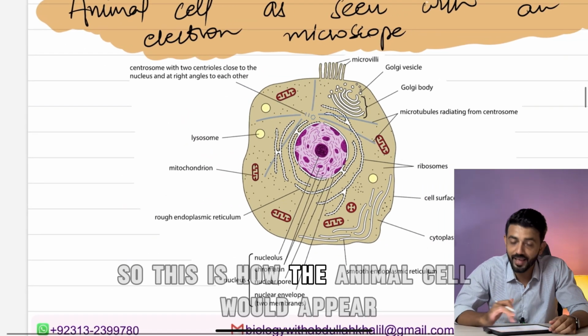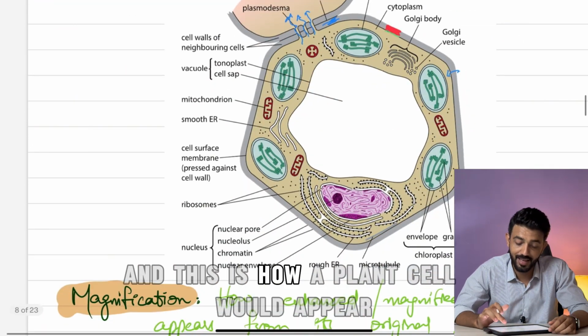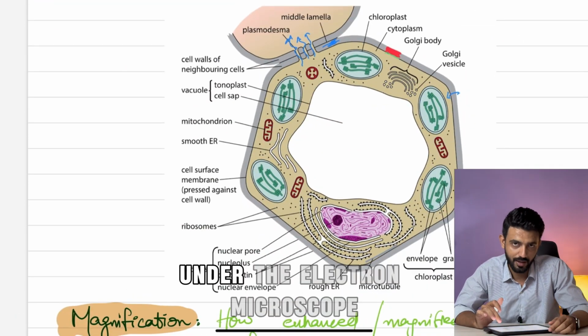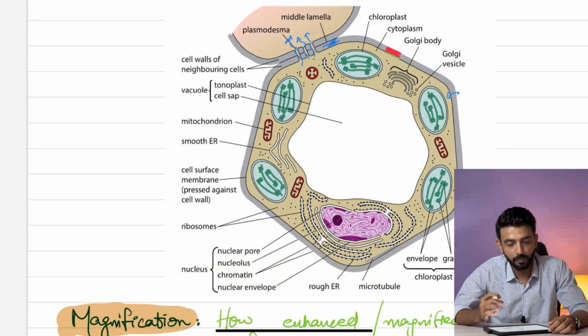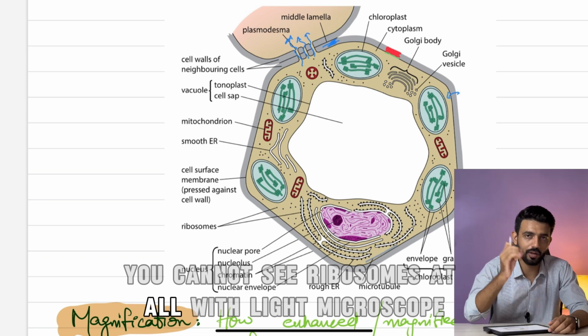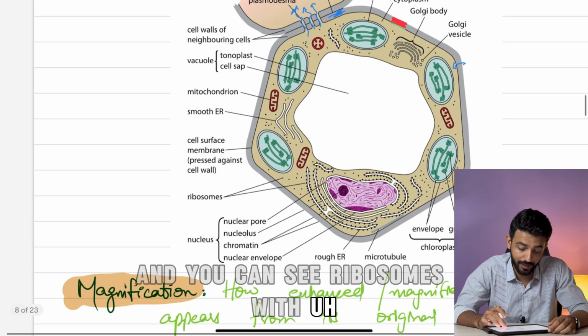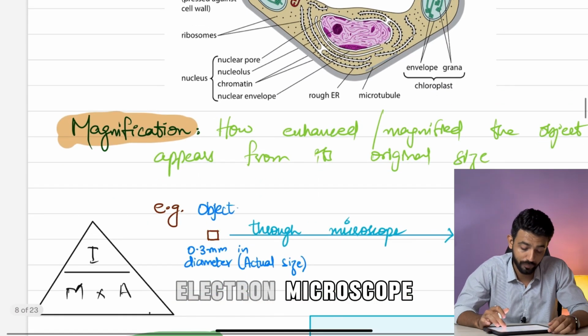So this is how the animal cell would appear under the electron microscope, and this is how a plant cell would appear under the electron microscope. The main difference is ribosomes. You cannot see ribosomes at all with light microscope, and you can see ribosomes with electron microscope.